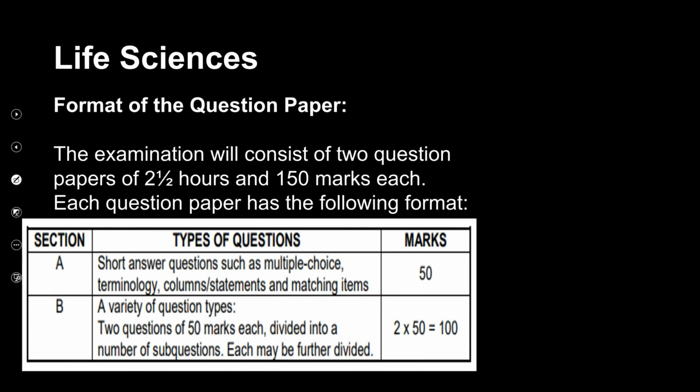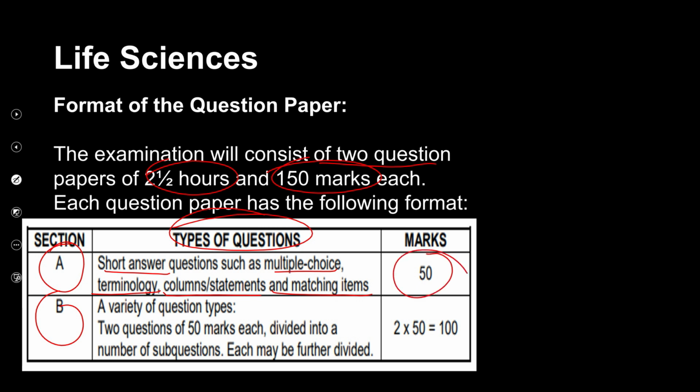And guys, as we wrap this section up, it's important that you understand that the structure of the exam currently consists of 2 question papers. They're 2 hours each, 150 marks. Each question paper consists of type A questions, and type B. The questions in type A are short answer questions, such as your multiple choice, your terminology, columns and statements, and matching, and often your true and false questions. And that makes up 50 marks.